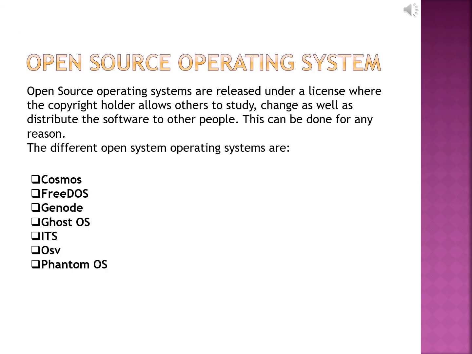The last one is open source operating system. Open source operating systems are released under a license where the copyright holders allow others to study, change as well as distribute the software to other people. This can be done for any reason. The different open source operating systems are like Cosmos.